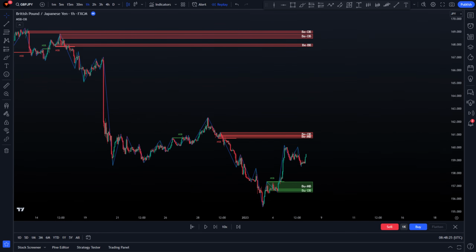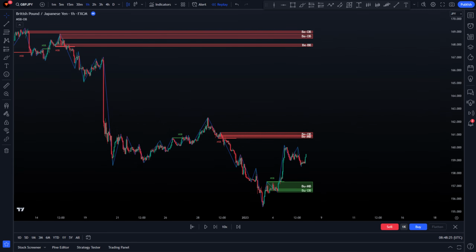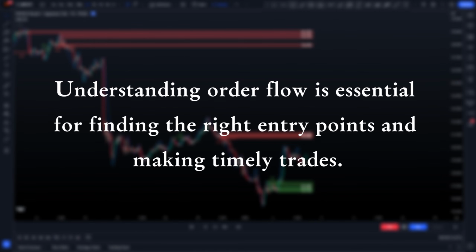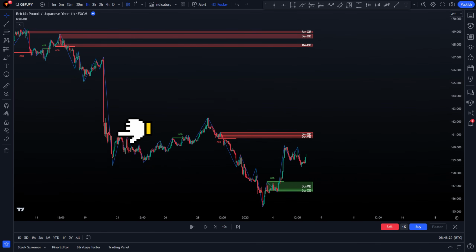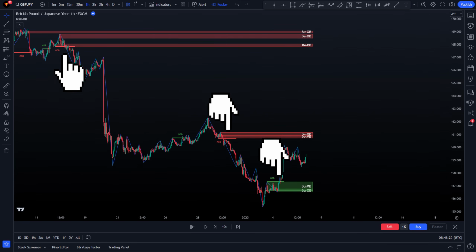Let's look at another example to illustrate the effectiveness of this indicator. This time, we're focusing on the pound sterling to Japanese yen currency pair with a 1-hour time frame. The market structure and break indicator effectively highlights the bullish order flow. Understanding order flow is essential for finding the right entry points and making timely trades. The zigzag line helps track price highs and lows, and the market structure point helps identify potential changes in price direction. These tools combined can help traders make informed decisions and navigate the market with confidence.